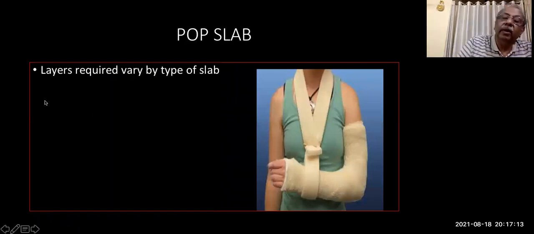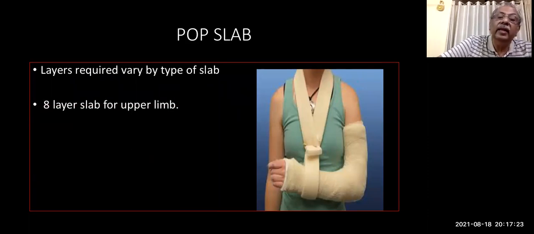Then there may be at least one patient in the ward with a long arm cast like this. Then they can ask about plaster of Paris. The next question they may ask is how many layers for making a slab in the upper limb. Usually it is an 8-layer slab for the upper limb and 12 layers for the lower limb.